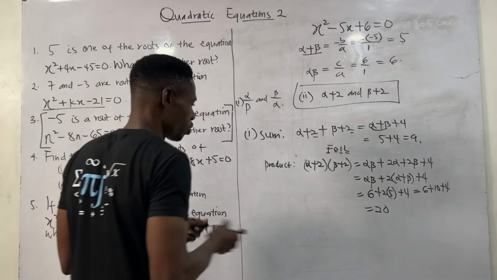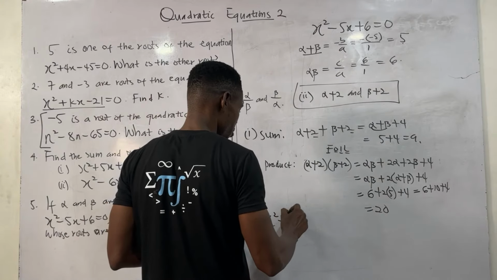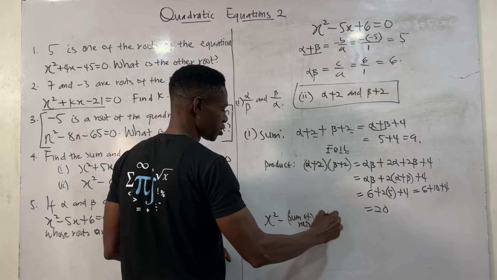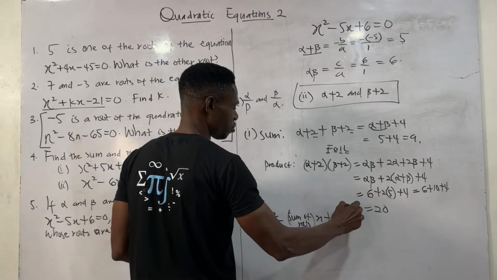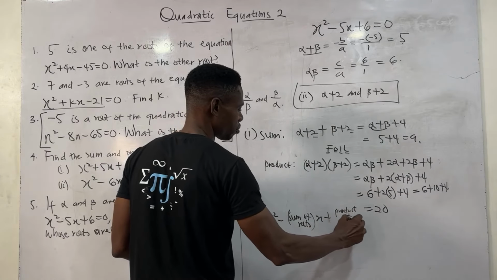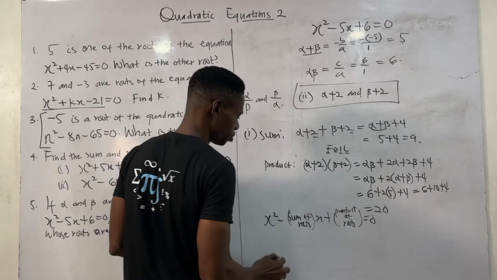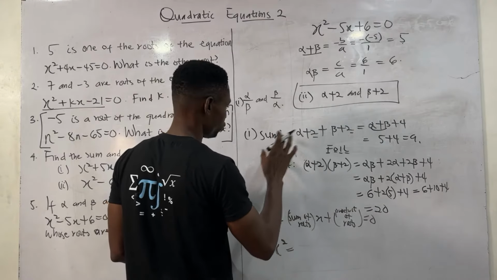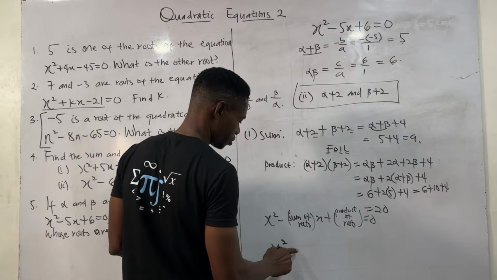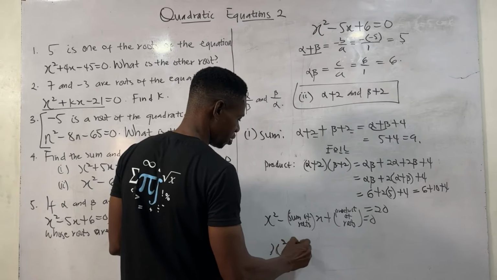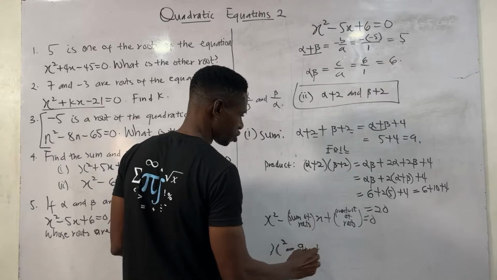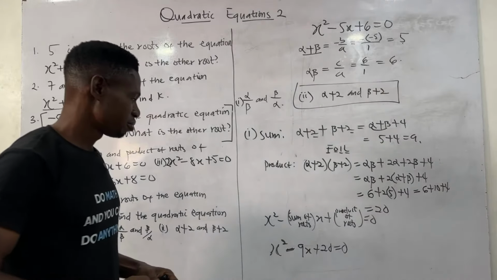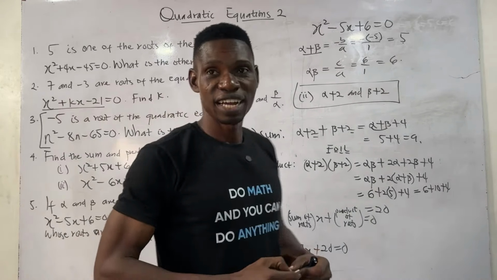Okay, so our equation will now be x squared minus sum of roots x plus product of roots equal to 0. So we have x squared minus sum of roots is 9, minus 9x plus product of roots 20 equal to 0. And that's the answer to this.